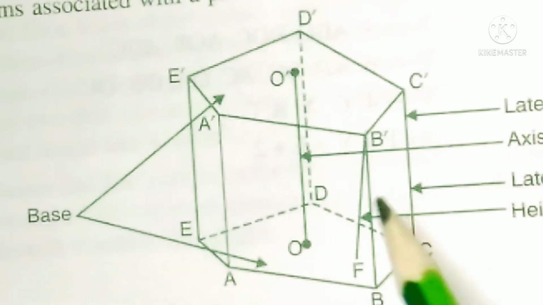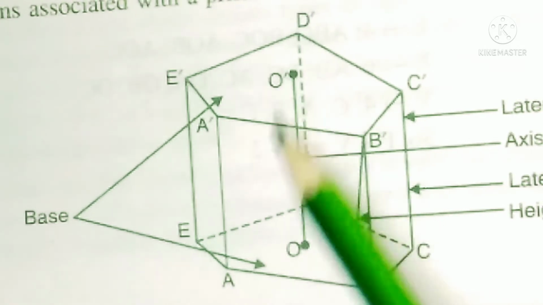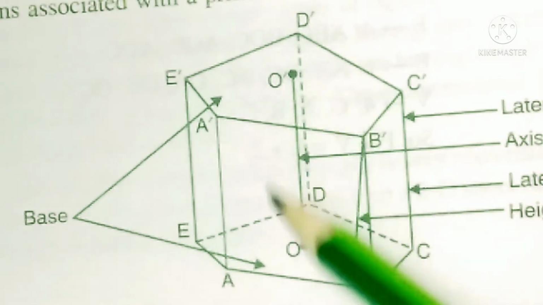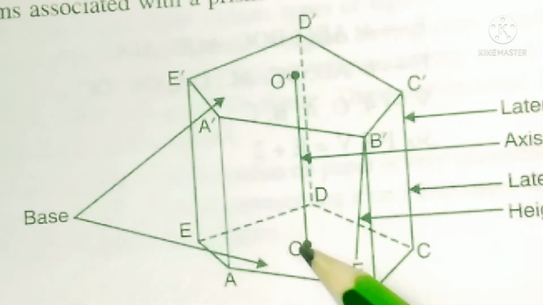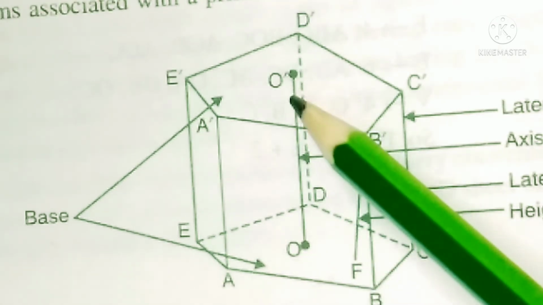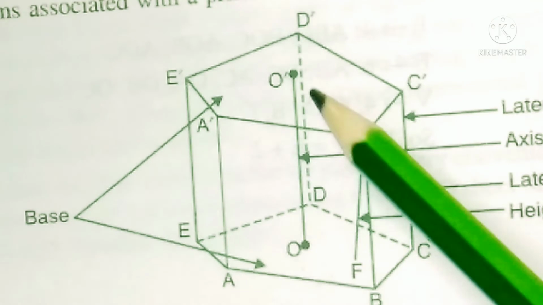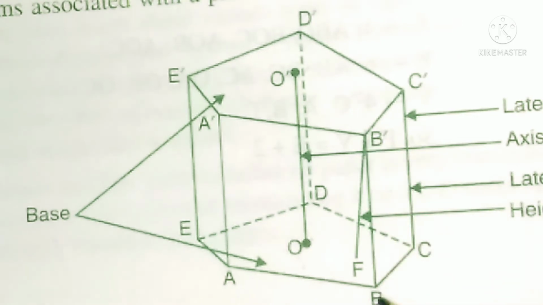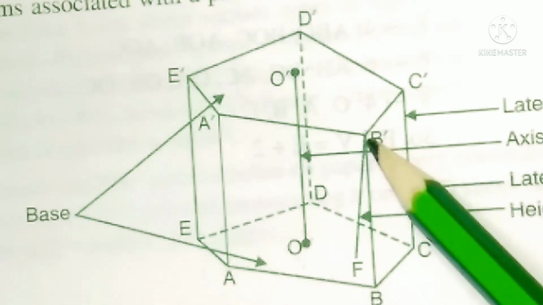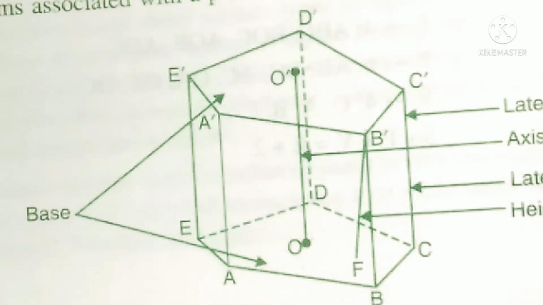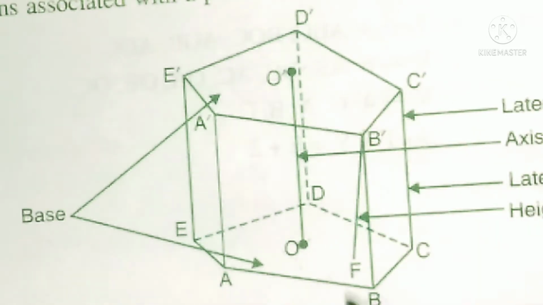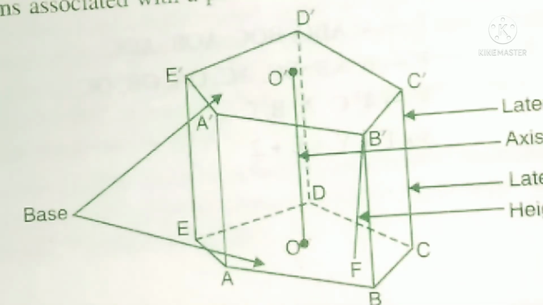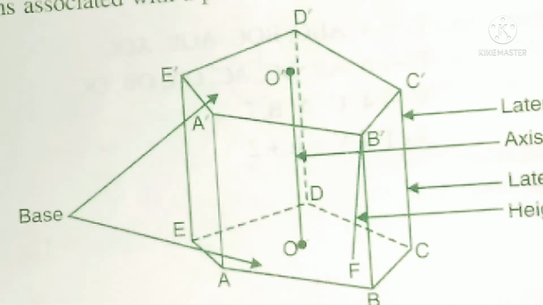Okay. Now, joining the center points of the bases, here one base, here also, if you draw a straight line, that is called the axis. Okay. Now if you see this, this is the height. Height is the perpendicular distance between the ends of the prism. Meaning from here to here, what is the perpendicular distance? That is called the height of the prism.